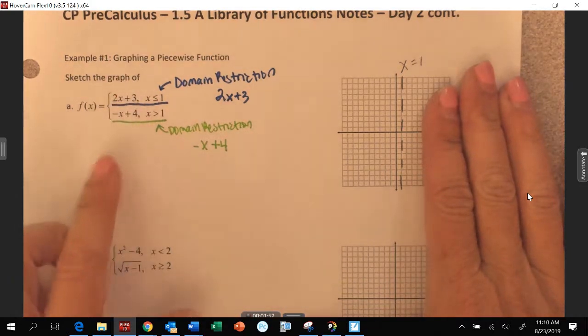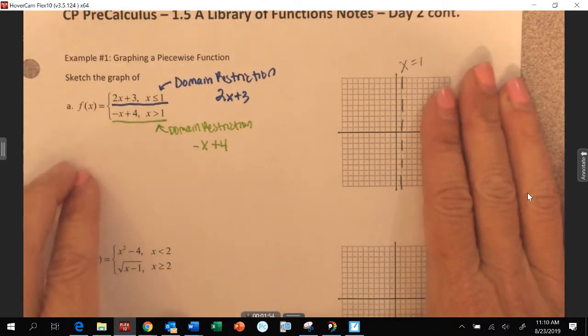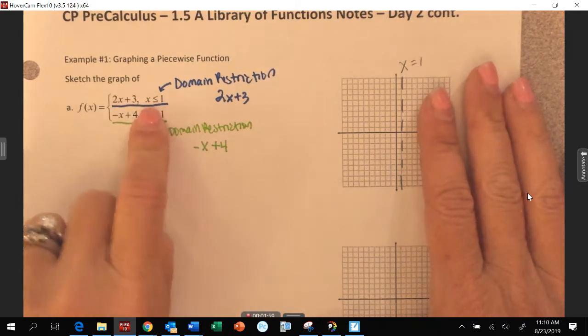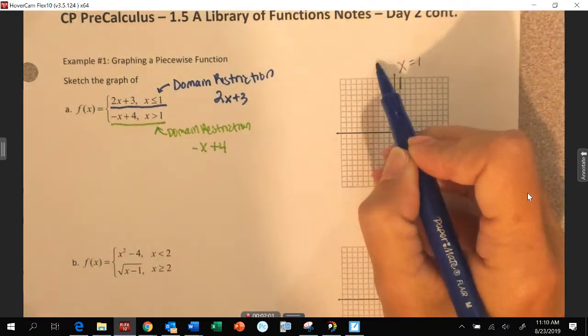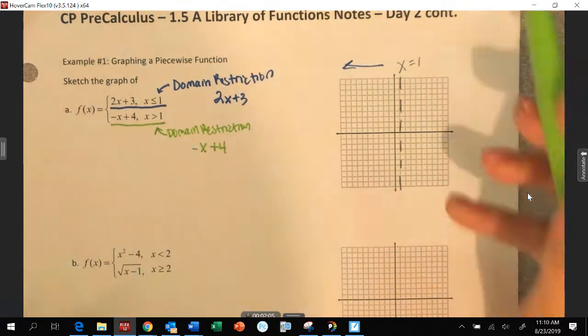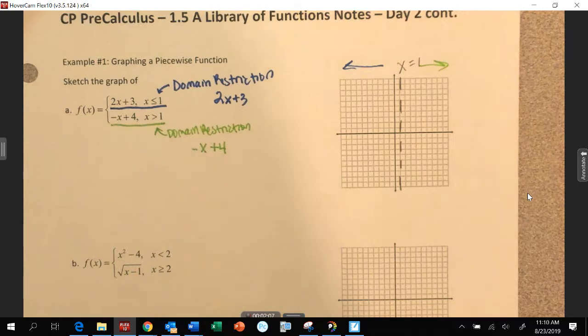And when I look at my pieces, they're always in order. So the one that's going to be on the left is the top one, the one that says less than or equal to 1. That's going to be the left side. And then my green one will be on the right side. I'm not going to graph them on both sides.